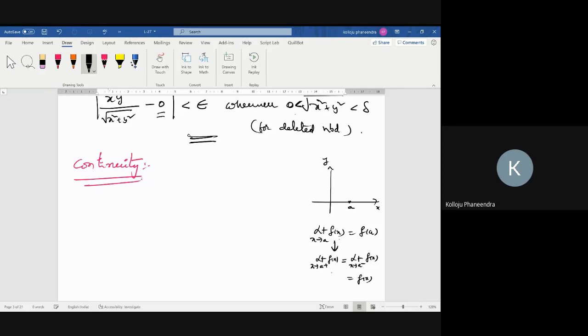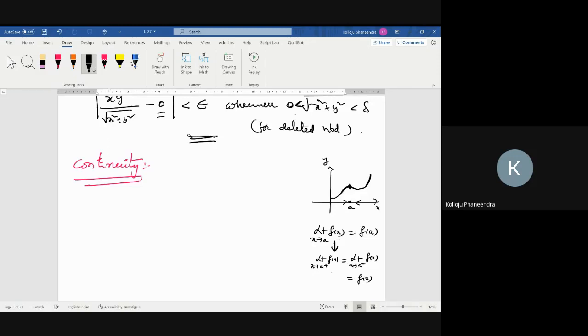For example, the shape of the curve is like this. When x is approaching A through the left side and x is approaching A through the right side, this value must be the same at this point. Both the left limit and right limit are the same. Then the curve is said to be continuous. The left limit and right limit value at A are the same. Therefore, there is continuity of this curve.